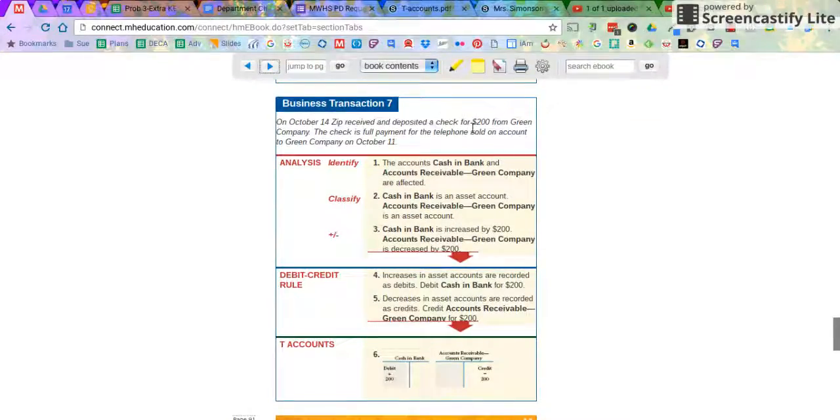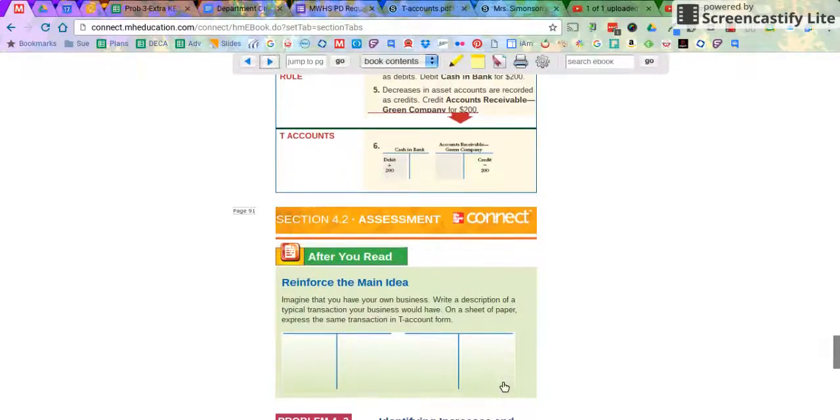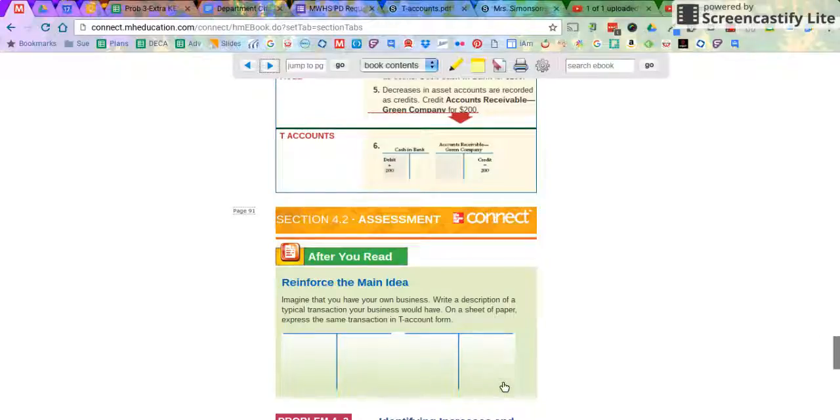We deposited a check for $200 from Green Company. They paid us for the telephone that we sold them on account. So cash is one of our accounts and accounts receivable is one of our accounts. Both are assets. Cash, however, is going up. Accounts receivable is going down. Increases to assets are on the left side, a debit, so we're debiting cash for $200. Decreases to an asset are on the right, so we're crediting accounts receivable for $200. So those are some of the transactions. We're going to do a lot more together, and I'll do a problem for you next.